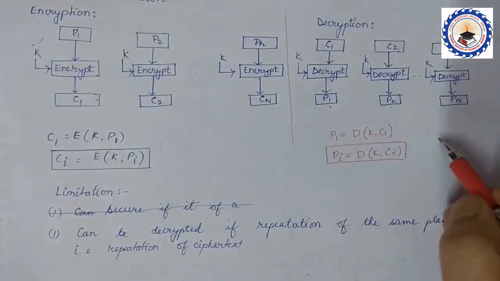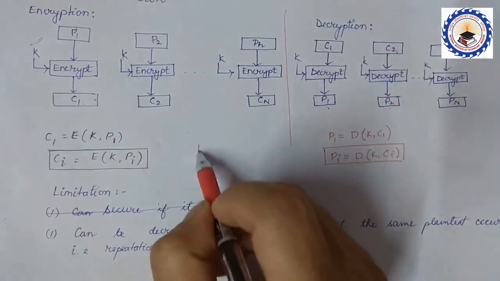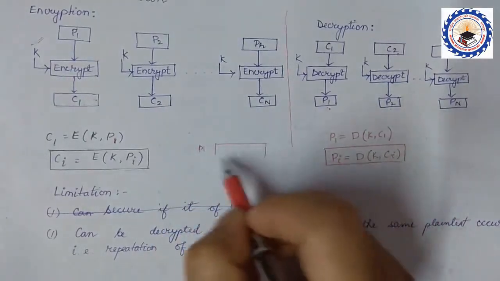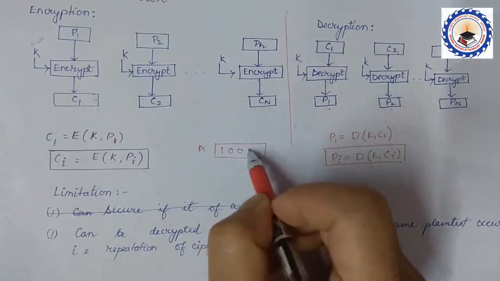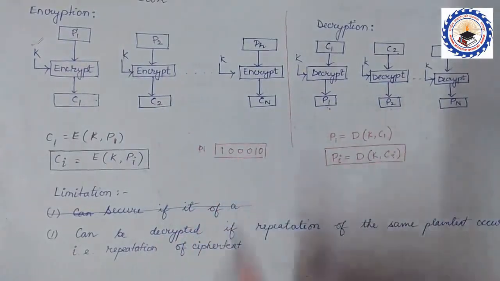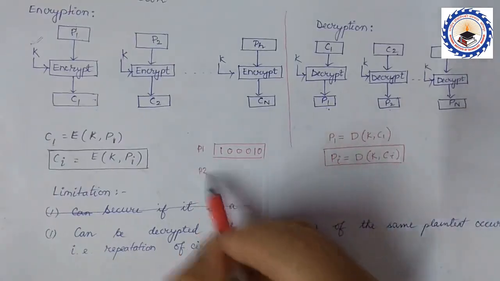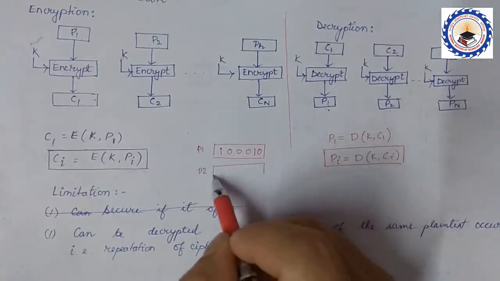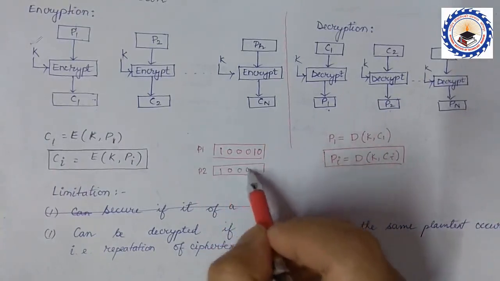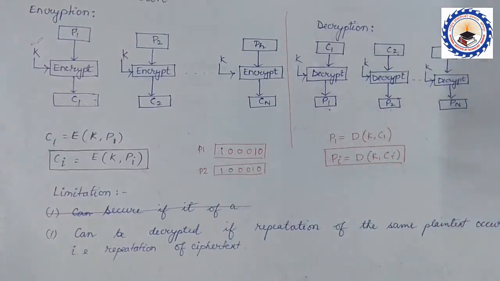For example, if I take P1 to be a certain block like 1 0 0 0 1 0, six bits here, then if I am grouping the streams, I can get the same patterns of P1 and P2 here. Similar patterns can be repeated somewhere else, maybe at P17 or P20. It may or may not be repeated.